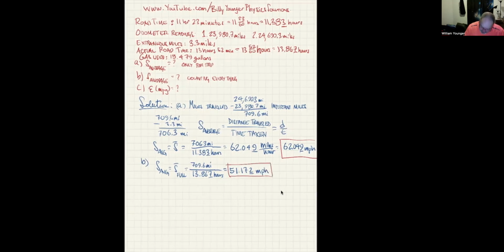So it's quite a bit different when you actually make use of the fact that, yeah, we actually had to stop. As you can tell, instead of it taking 11.383 hours, it took more like 13.867 because we stopped and all that good stuff. All right, finally, we want to know the fuel efficiency, which is measured in miles per gallon. And you'll notice such a formula doesn't exist in our book. A lot of formulas don't necessarily exist in your physics book. Miles per gallon is pretty self-explanatory, just like miles per hour is distance divided by time.